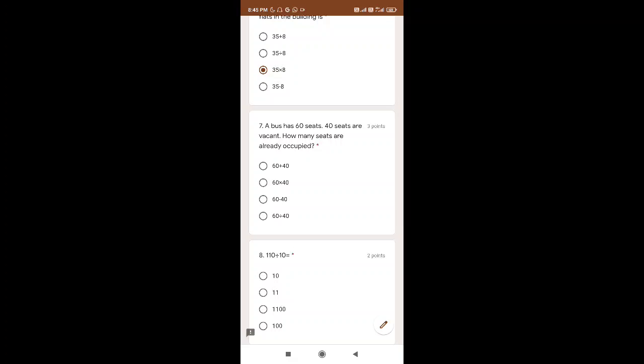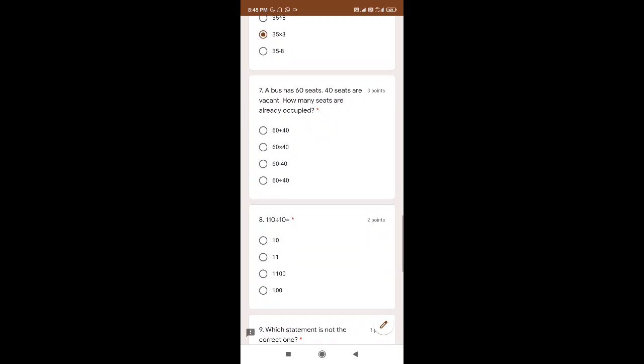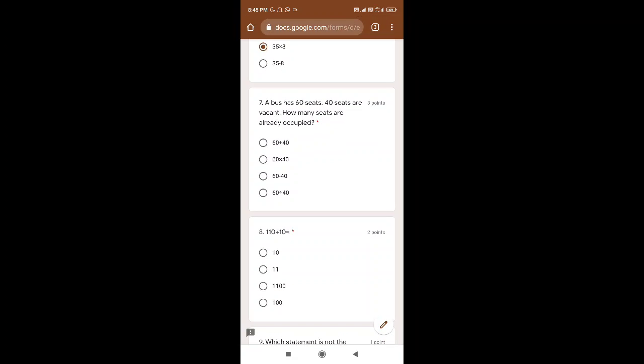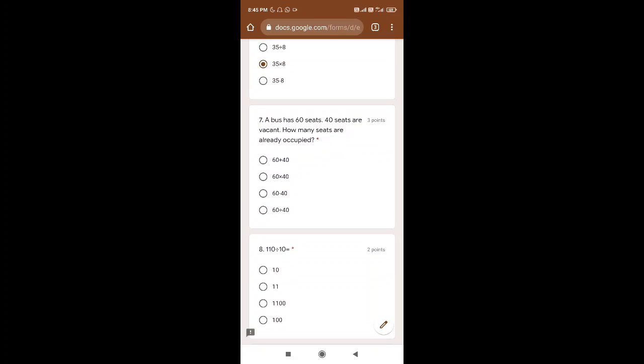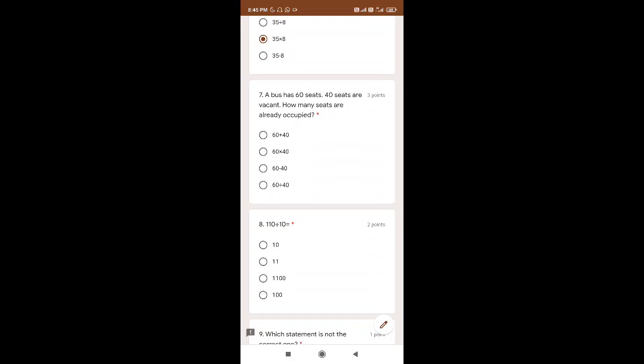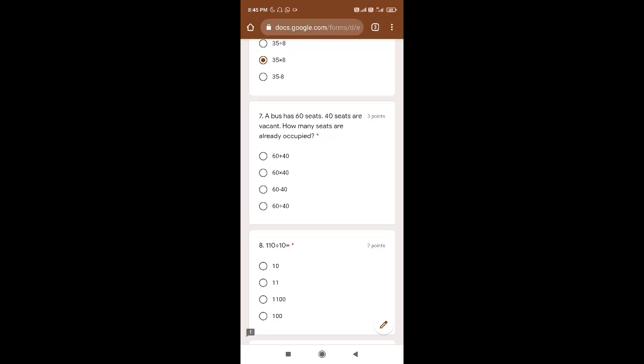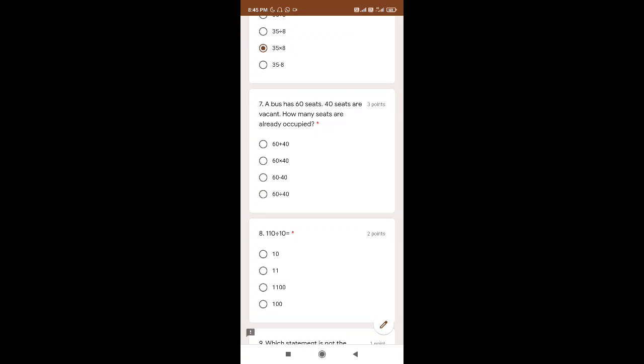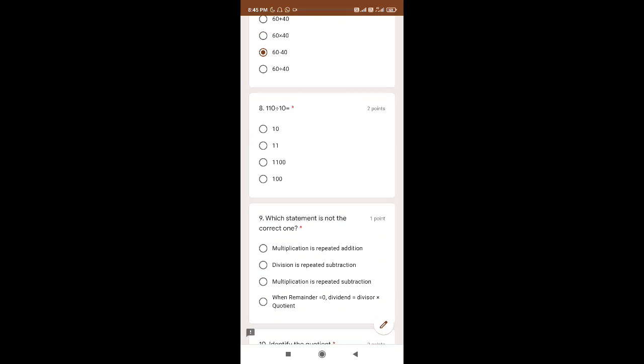A bus has 60 seats. 40 seats are vacant. How many seats are already occupied? Option A 60 plus 40. Option B 60 multiplied by 40. Option C 60 minus 40. Option D 60 divided by 40. So here the bus has a total of 60 seats and 40 seats are vacant. So how many seats are already occupied? Here we have to do subtraction. We will subtract 40 from 60. So the correct answer will be 60 minus 40. So option C is the correct answer here. Then come to question number 8.